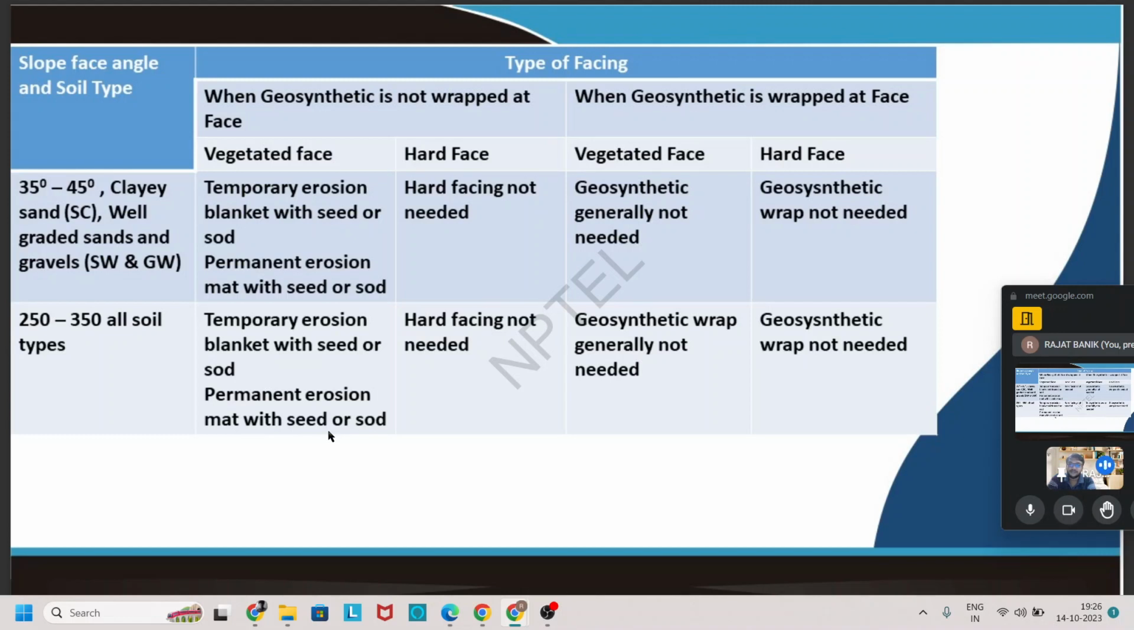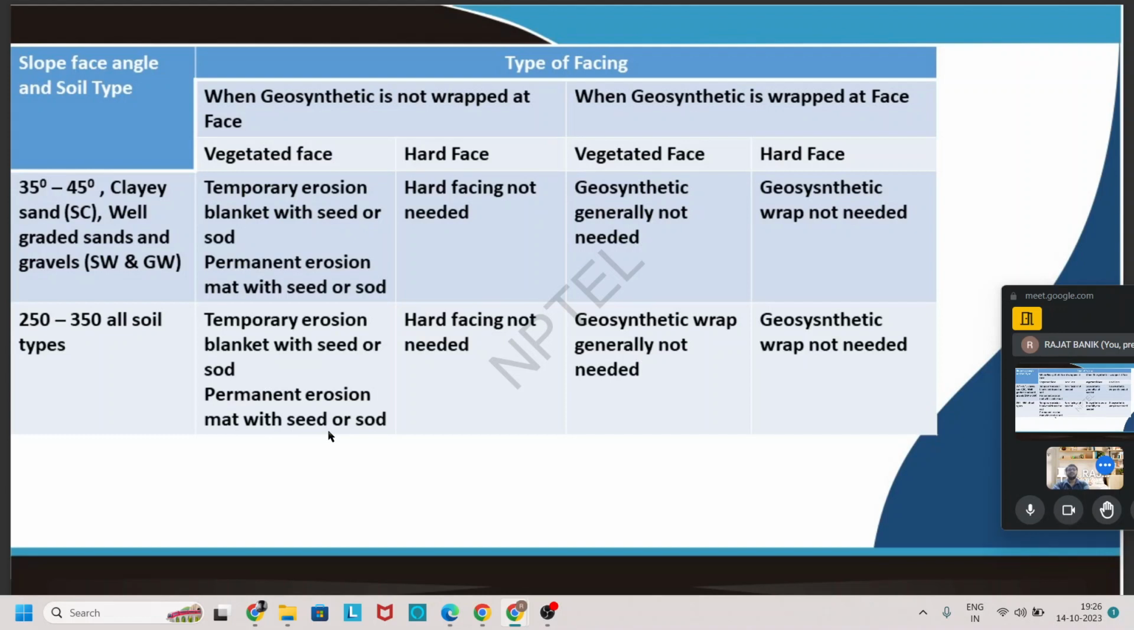For vegetative phase we use temporary erosion blanket with seed or soil, or also can use permanent erosion mat with seed or soil. For hard phase, we use hard facing. We do not use anything. When geosynthetic is wrapped at phase, for vegetative we use geosynthetic wrapped. We do not use anything. We also do not use anything in hard phases.